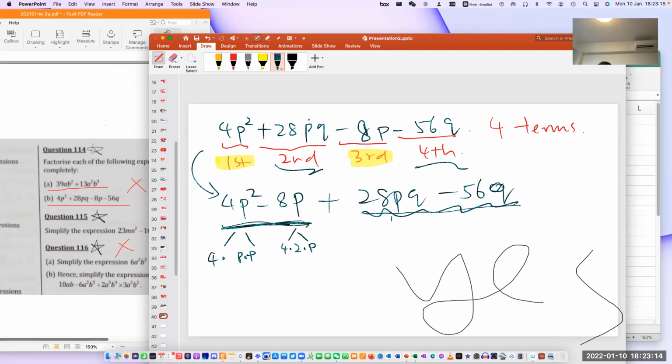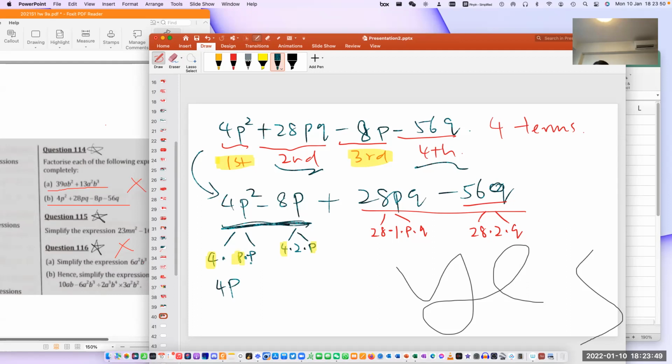Okay, for this one, let's use a different color. This is 28 times 1 times p times q, and this one is 28 times 2 times q. Then what you do next? Take out common factor. For the first group, I have 4, I have p, I have 4, I have p. So that means 4p is common. So I take out 4p.